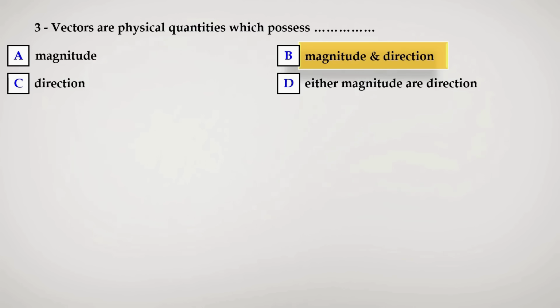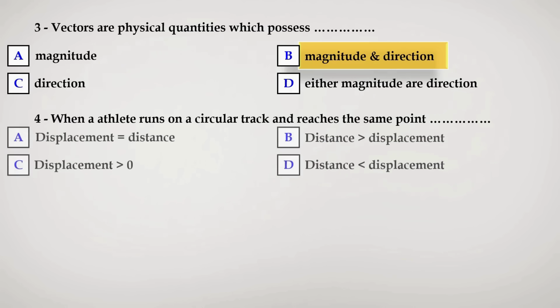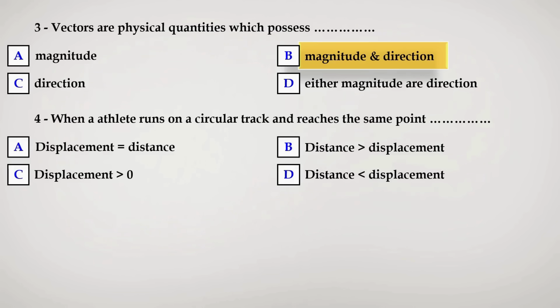Question 4. When an athlete runs on a circular track and reaches the same point dash. Here, the athlete moves along a curved path, so the distance traveled is the length of the entire track covered. But since the athlete comes back to the same starting point, the displacement is zero. So clearly, distance is greater than displacement. Hence, the correct answer is option B, distance, displacement.